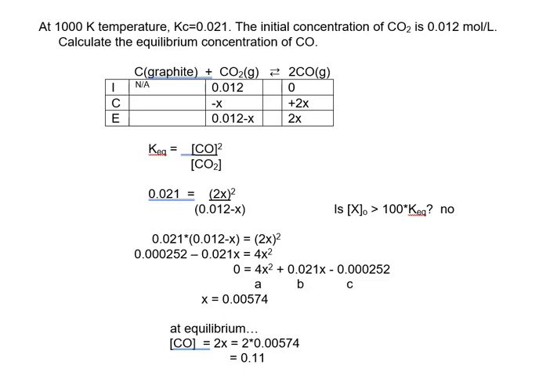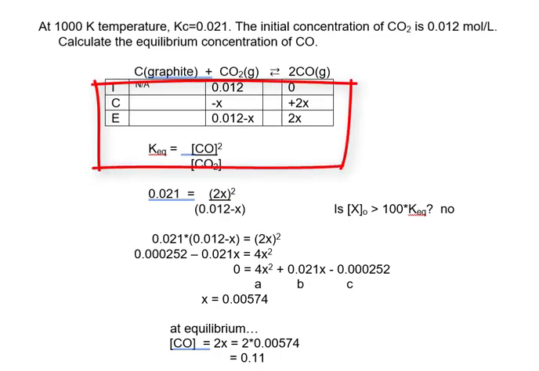So CO2 is a reactant. Graphite is also a reactant, but it's not applicable because it's a solid. Carbon monoxide is the product we're looking for at equilibrium. So we write the equilibrium constant, CO squared over carbon dioxide, ignoring the solid graphite in the equilibrium constant expression.